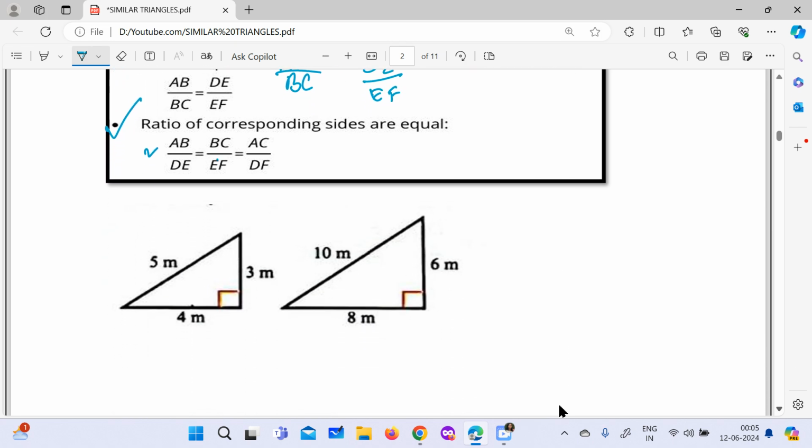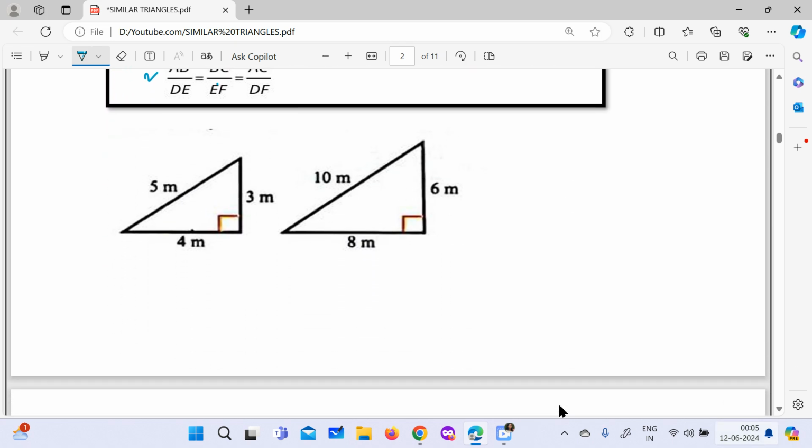We will see many more examples on this. Now you can see that here we have two triangles. This is 90 degrees, right? And the side opposite to the 90 degrees is your hypotenuse, right? So you can see here the hypotenuse is 5 and the hypotenuse is 10 here. So this length and this length are the matching or corresponding sides.